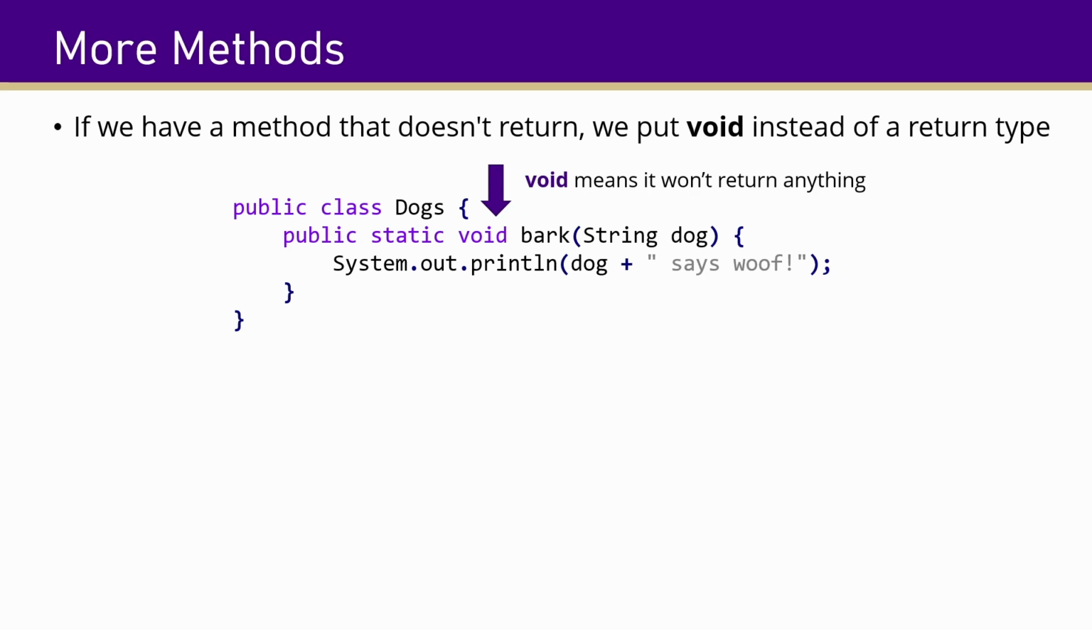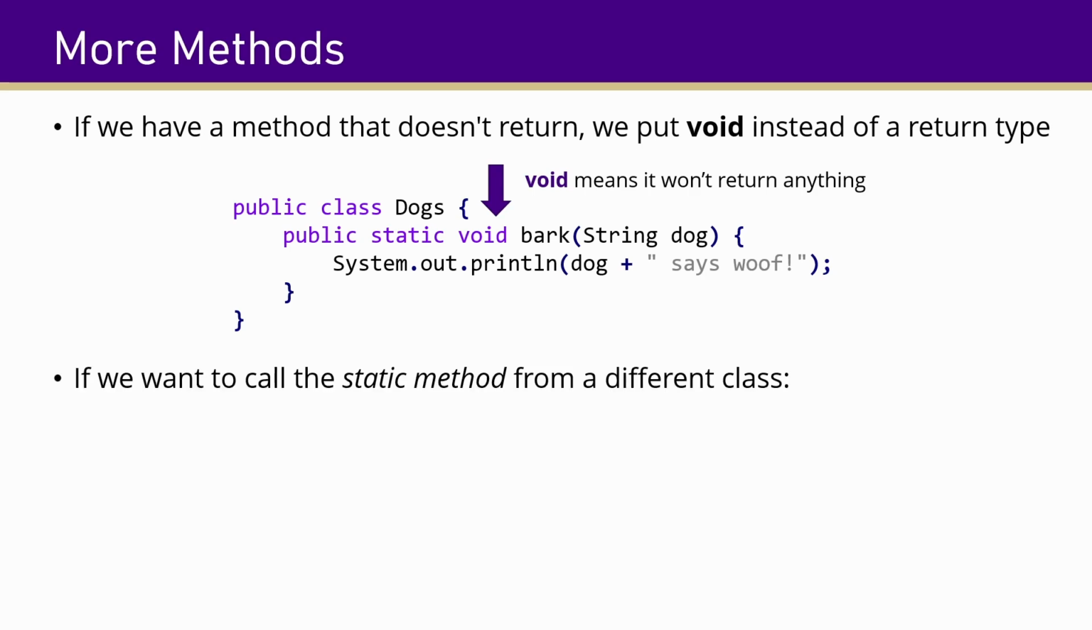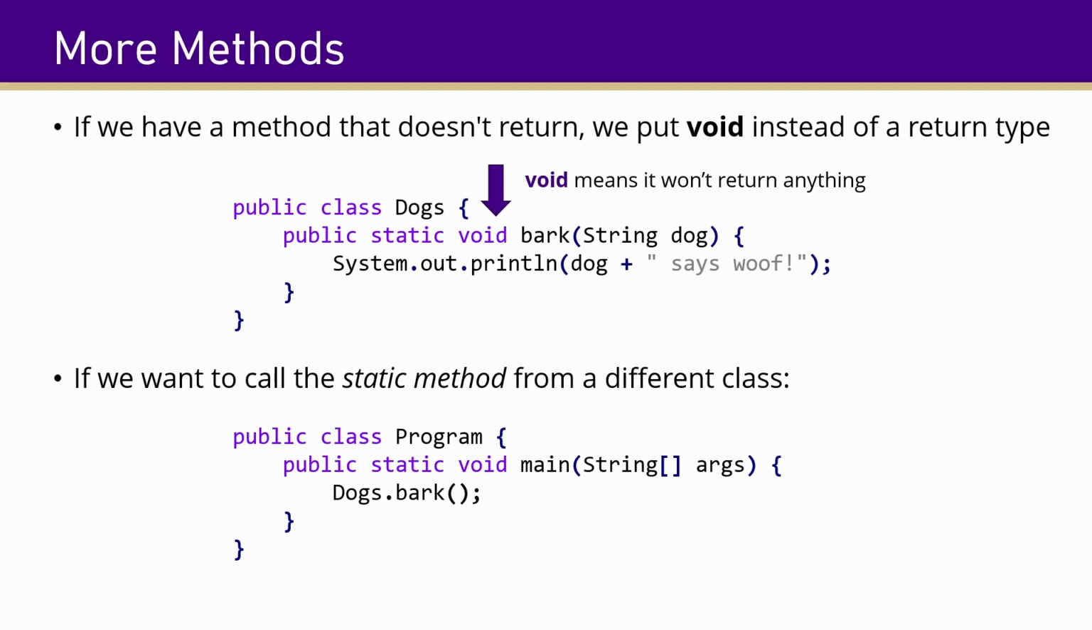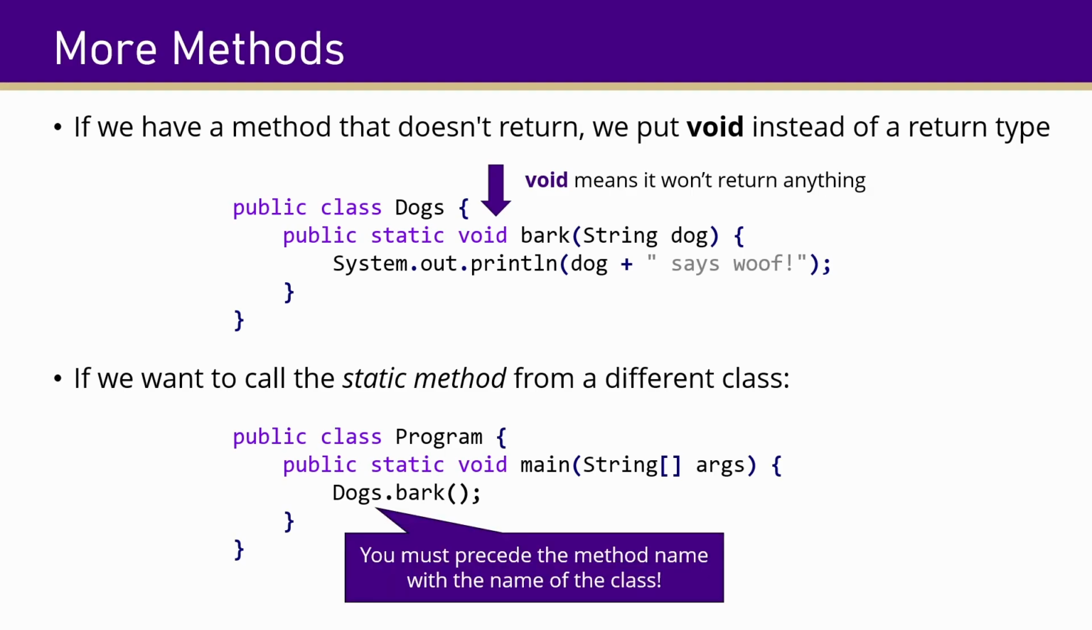All right, and then finally, say I had a different class called Program. If I wanted to call the bark method, that's a static method in the Dogs class, I would need to put the name of the class before the method I wanted to call. See, right here. So in order to call bark, I've got to say Dogs, and then a dot, and then bark.